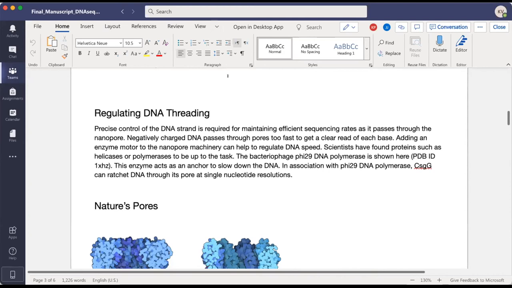The bacteriophage phi29 DNA polymerase is shown here. This enzyme acts as an anchor to slow down the DNA. In association with phi29 DNA polymerase, CsgG can ratchet DNA through its pore at a single nucleotide resolution.